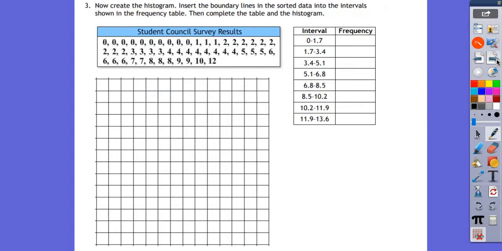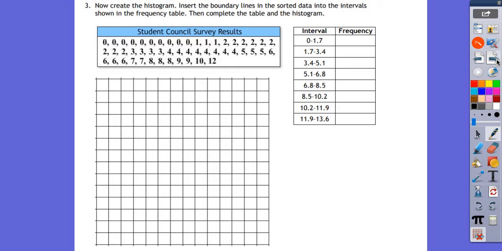Okay, next we're going to look at histograms. Histograms is just a fancy name for bar graphs. So we're going to have to create some bar graphs, but first we're going to look at a frequency table. They gave us some intervals, and we have to see what the frequency is based on my results that they have in the box. So how many numbers in my survey fall between 0 and 1.7?